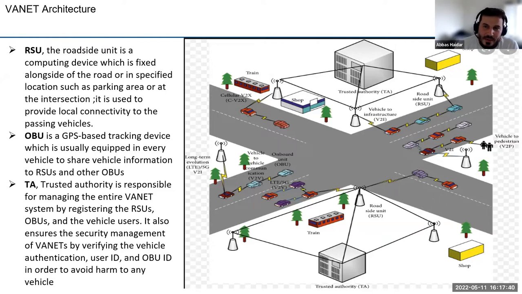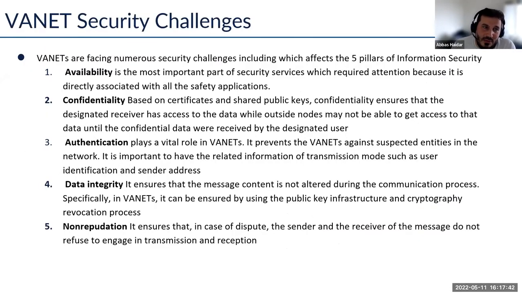So I'm going to go to the next slide. I'm just going to talk a little bit about the VANET security challenges, in terms of the five pillars of information security: availability, confidentiality, authentication, data integrity, and non-repudiation.